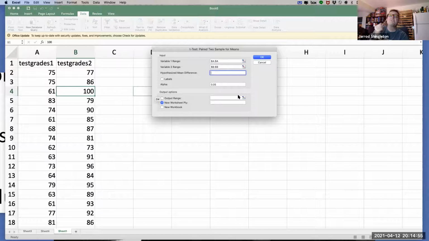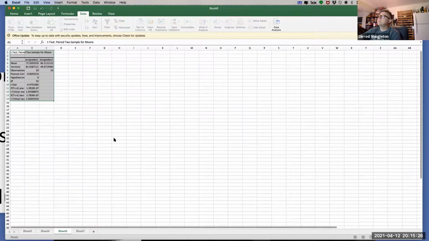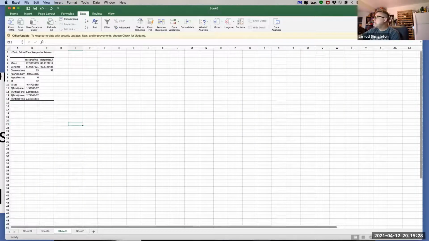My hypothesized mean difference, I'm just going to say that I hypothesize that there's no difference, right? I could be interested in a grade increase of 5 points or 10 points or something like that. I'm just going to say that there's no difference in the mean. My null hypothesis is the first test is equal to the second test. I do have labels here, so I want to click on that. Alpha does not matter, and I'm going to spit it to a new sheet. Excel is churning. Awesome.